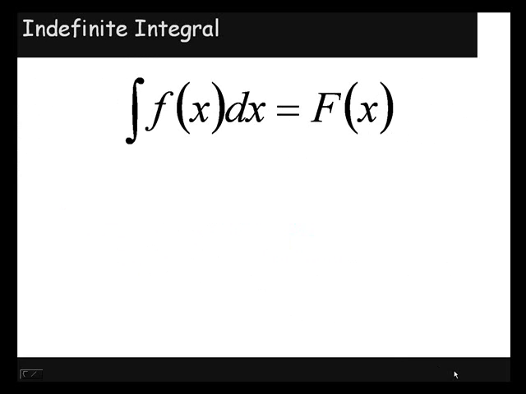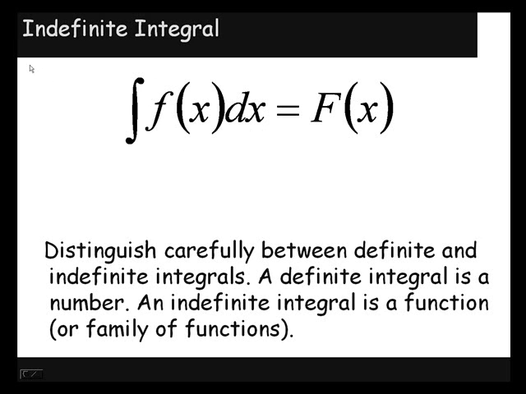So we've got the indefinite integral. Notice I don't have the points of integration. So this is just the integral of f of x dx. So we have to treat this slightly differently because we can't actually plug numbers in and get a number answer. In fact, we won't get number answers, we'll get functions out of this, or a family of functions.